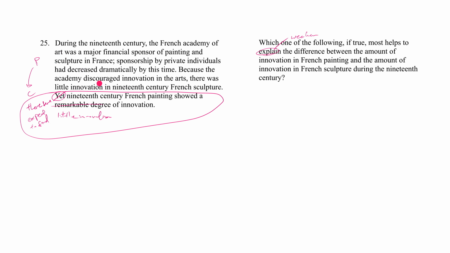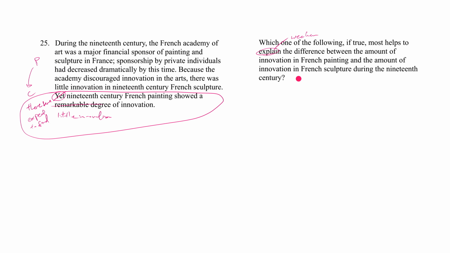Look, let's just run the argument through. During the 19th century, the French Academy was a major sponsor of both painting and sculpture in France, and sponsorship by private individuals had decreased dramatically by this time. But because the French Academy discouraged innovation in the arts, there was little innovation in French sculpture. Therefore, we should expect to find something similar in painting. In other words, little innovation. That's not a bad argument, right? It just kind of makes sense, knowing how the art world functioned back in France.